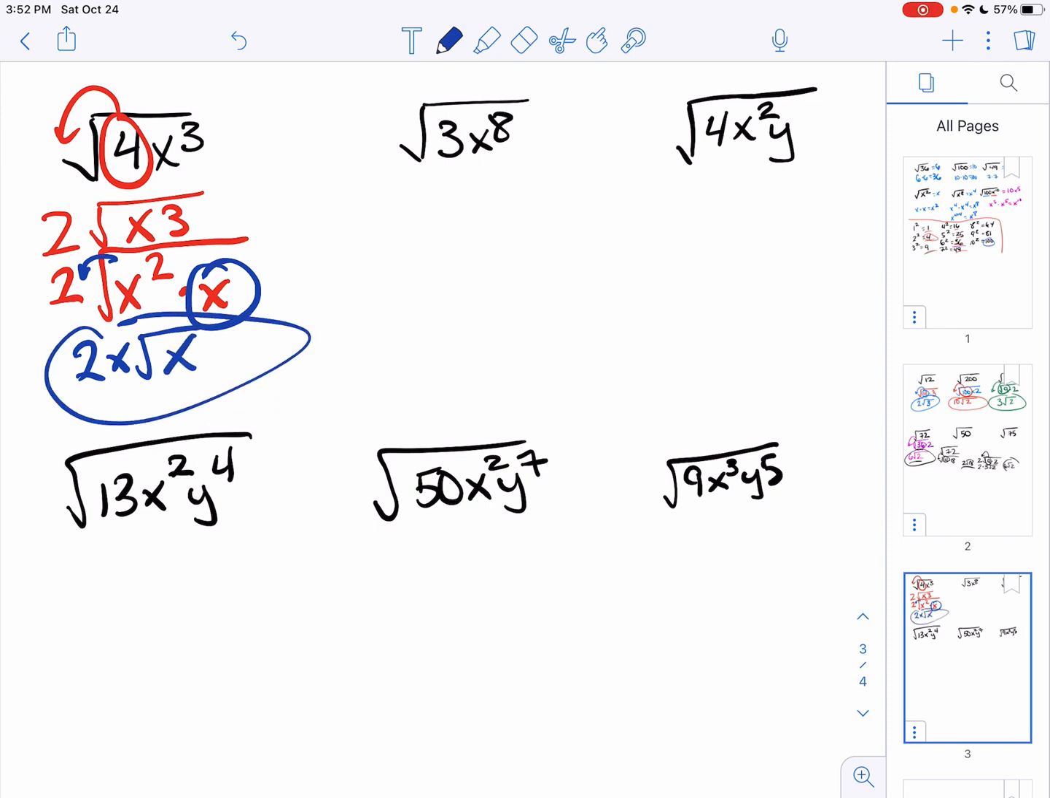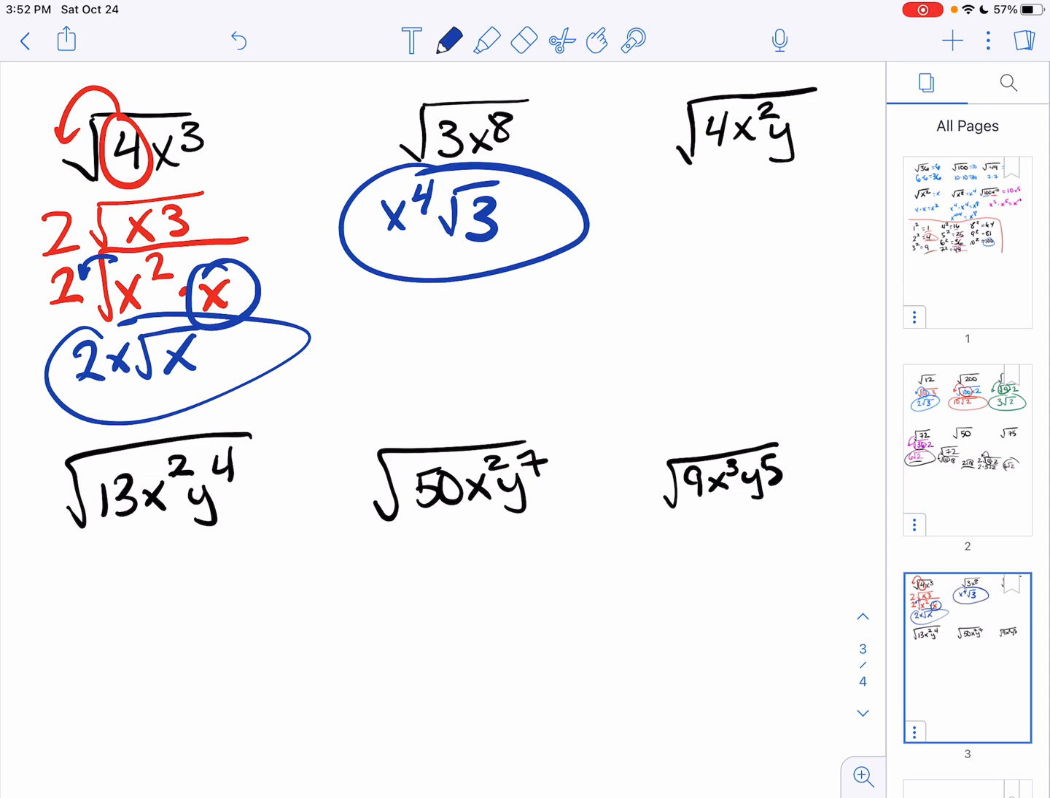For 3x to the 8th, 3 is not a perfect square, and there is no perfect square that is a factor of 3. So because of that, we can't do anything with the 3. But x to the 8th is even, so it is a perfect square. The square root of x to the 8th is x to the 4th, because x to the 4th times x to the 4th is x to the 8th. We have to leave the 3 because we can't do anything with it. So that is our final answer.